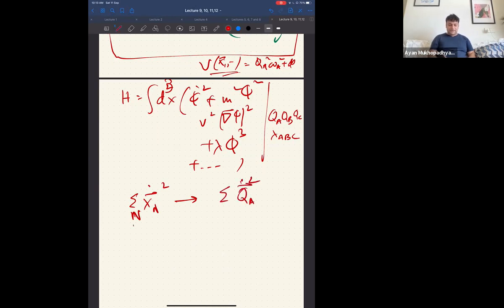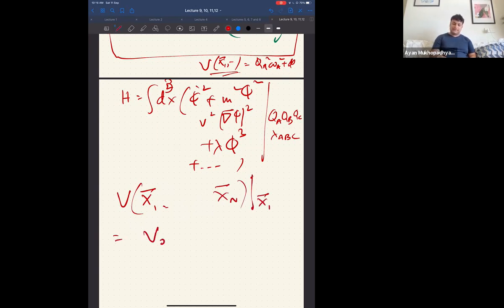Okay, so let me go back to this thing. What I was doing originally, I took this V(x1, ..., xn) and wrote it in this way. It is some constant V naught. When I'm writing it around the point xi equal to xi naught, it will be some V naught, right? Plus some half omega a square q a square, right?